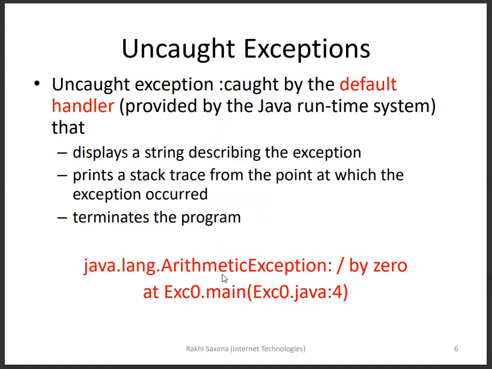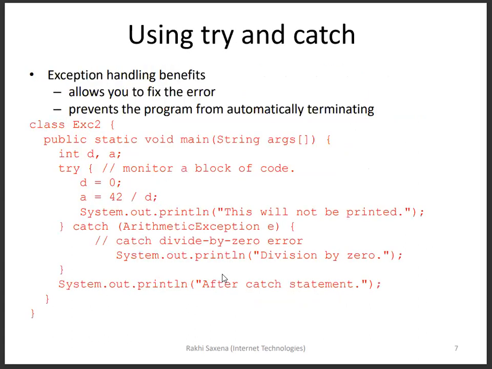Uncaught exceptions are caught by the default handler, which displays a string describing the exception, prints a stack trace from the point at which the exception occurs, and terminates the program. An example is divide by 0. If such an unrealistic situation happens, the JVM takes care of the uncaught exception.